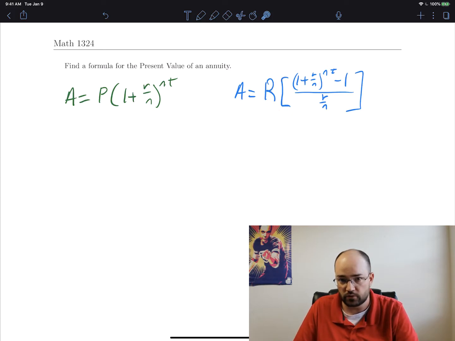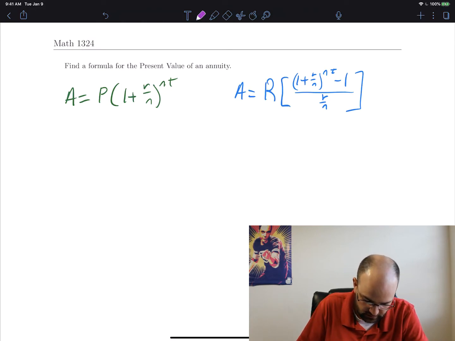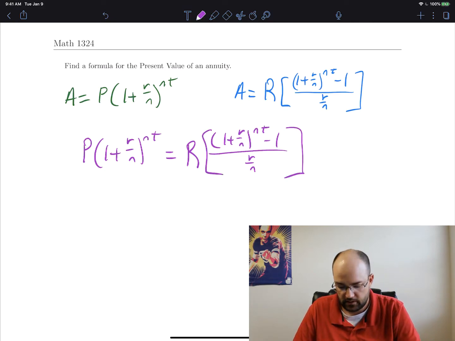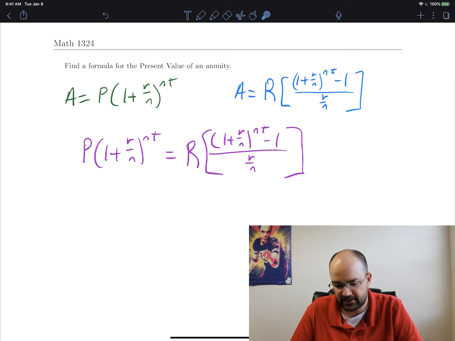That's really the question. So let's see what happens if we set those equal to each other. P times (1 plus r over n) to the nt should equal capital R times (1 plus r over n) to the nt minus 1, all over r over n. Good. But notice all I want to do is get the P by itself. I want to know what is that present value, or the principal, in other words, from what you saw up here. So I need to divide by (1 plus r over n) to the nt.